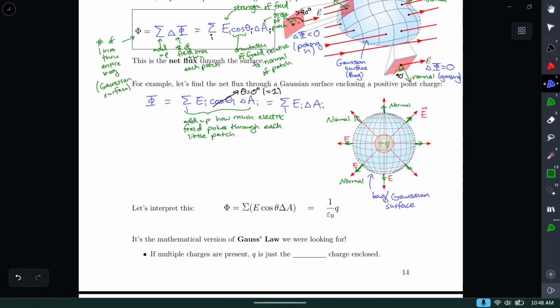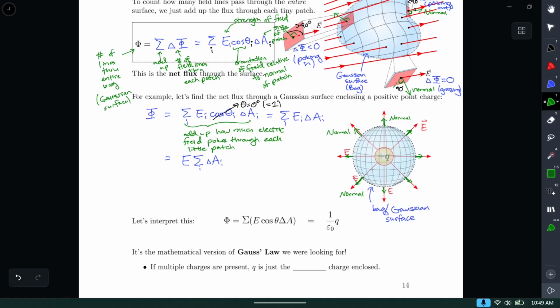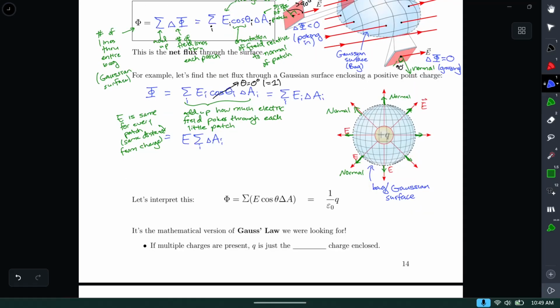Now what I can do is that number E is the same for every single patch. I don't have to have an index, it's the same number. I can pull it out of that sum because it applies to every little patch. And it doesn't need an index anymore. So this step was because the electric field is the same for every patch, because we're the same distance away from the charge. All right, so now I'm trying to calculate if I multiply the electric field strength on the surface by this thing right here.